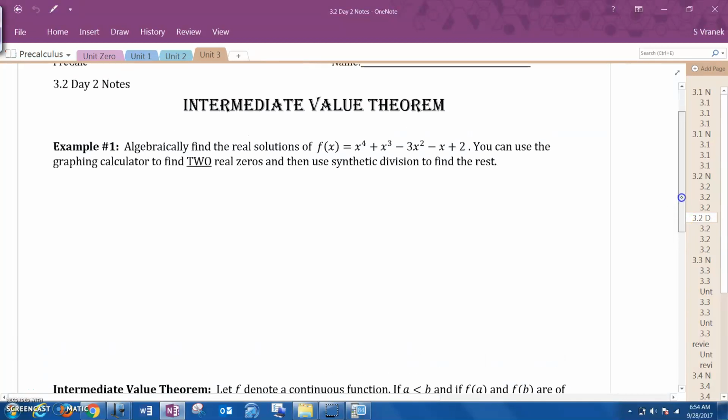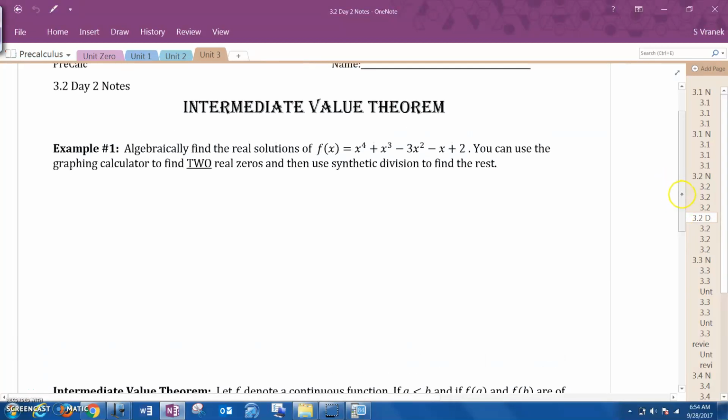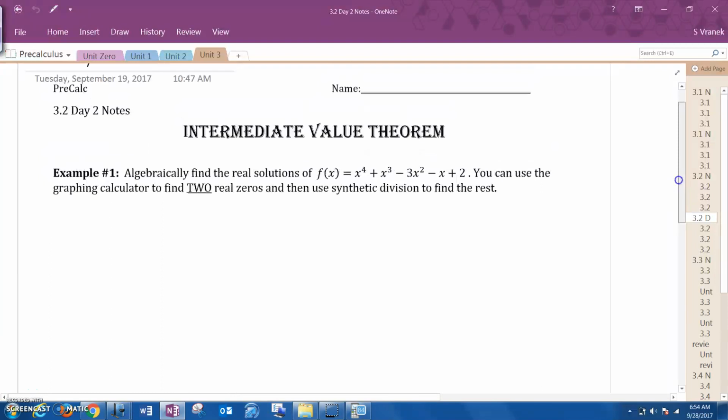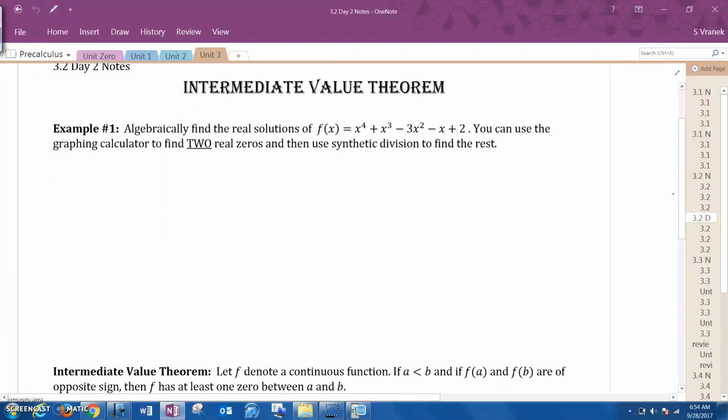Alright class, today we're doing the intermediate value theorem, but before we do that we're going to do an example from yesterday, so we can practice what we learned. It says example 1, algebraically find the real solutions to this polynomial.